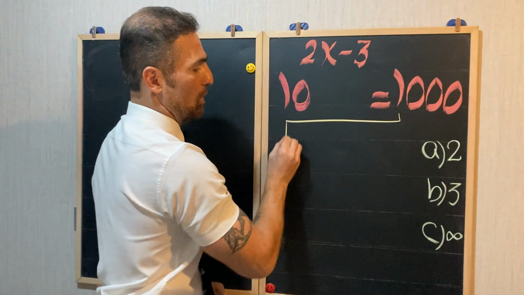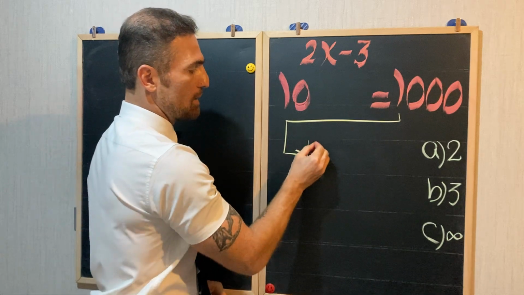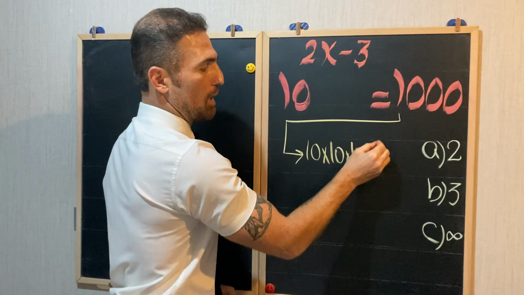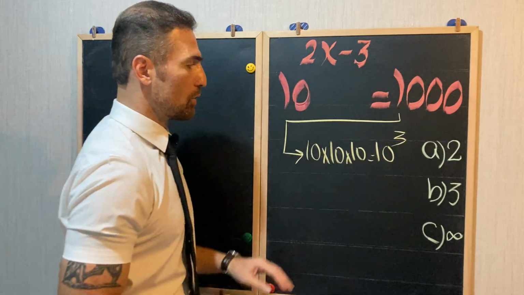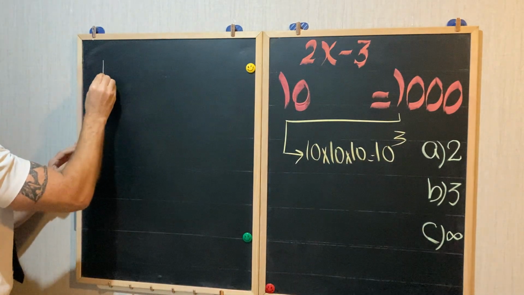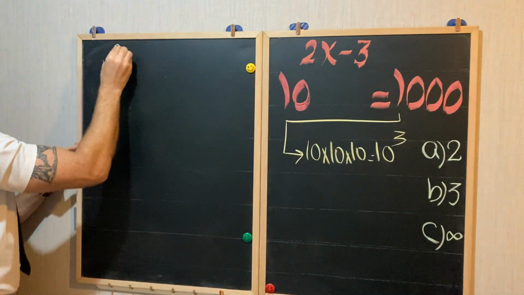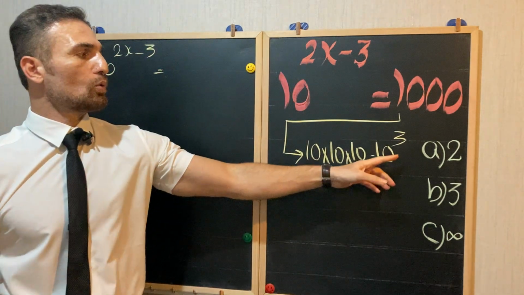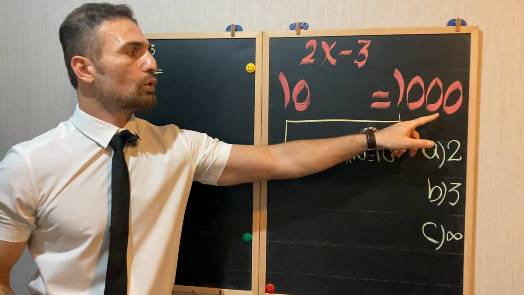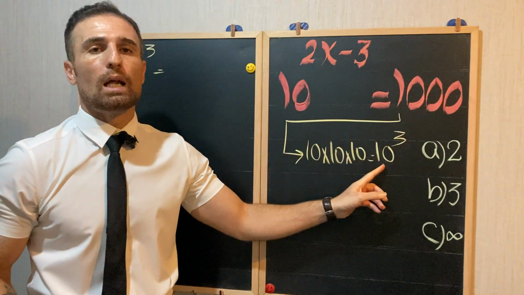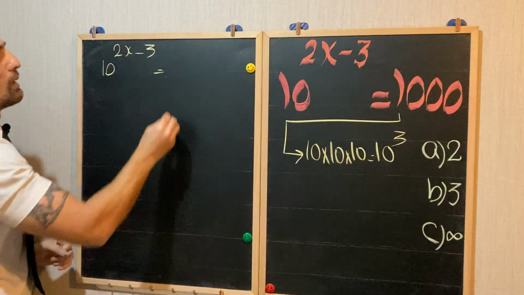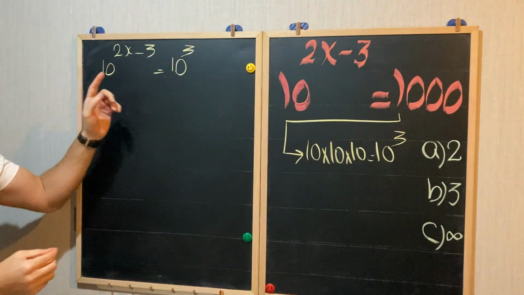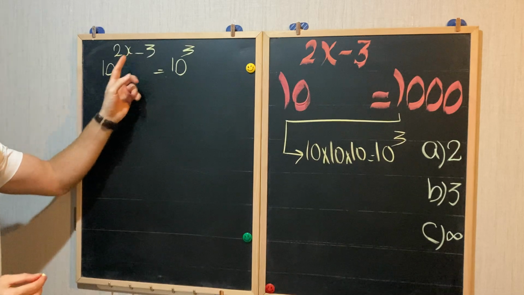As you know, 1000 equals 10 times 10 times 10 equals 10 to the power of 3. It's gonna be 10 to the power of 2x minus 3 equals 10 to the power of 3. Look, 3 zeros: 1, 2, 3. Therefore, it equals 10 to the power of 3. Same base, therefore, exponents are the same.